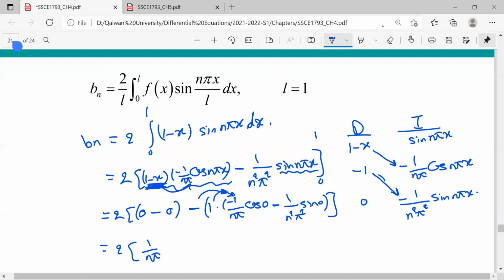Okay? And here we have this negative sign. Multiplying by this negative sign becomes positive. But sine 0 is 0, so this all becomes 0. It's 1 over n pi. So the result is 1 over n pi. It equals 2 over n pi. This is Bn. So now we found Bn.